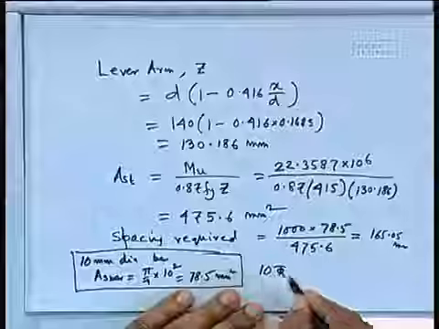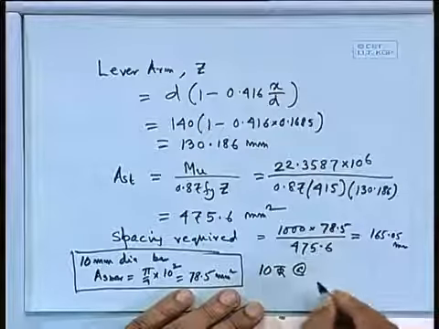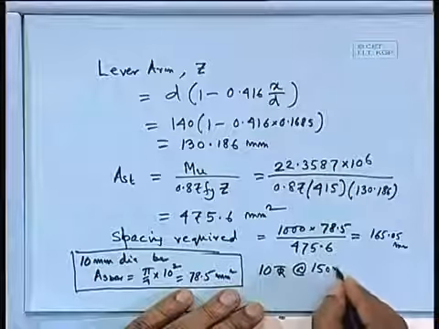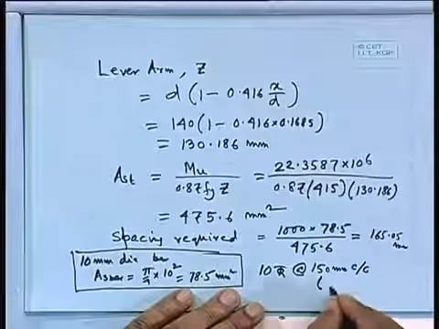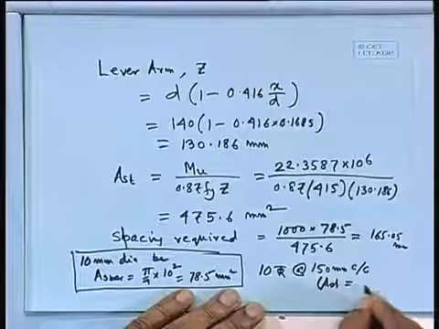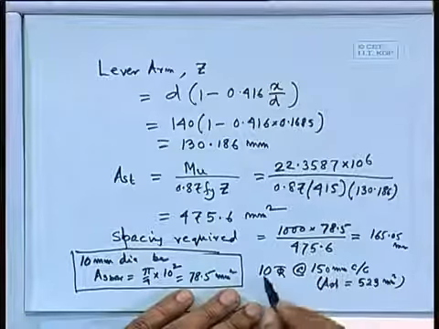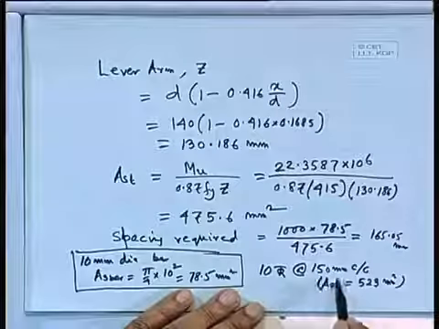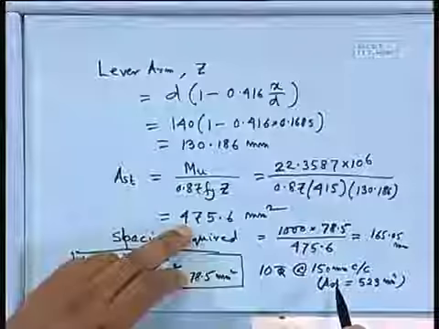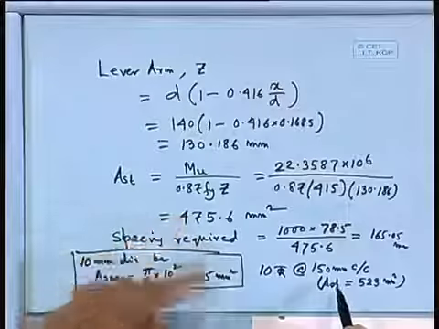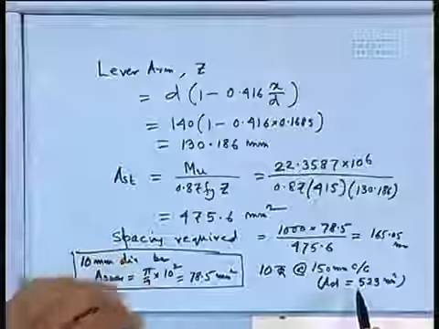So, we can provide 10 torr at the rate of 160 also, but let us provide 150 millimeter center to center, and the area of steel provided is coming as 523. So, this is your 10 torr at 150 millimeter center to center. One area of steel is computed, another one is provided. So, you have to check how much you are actually providing. We are providing here 523.